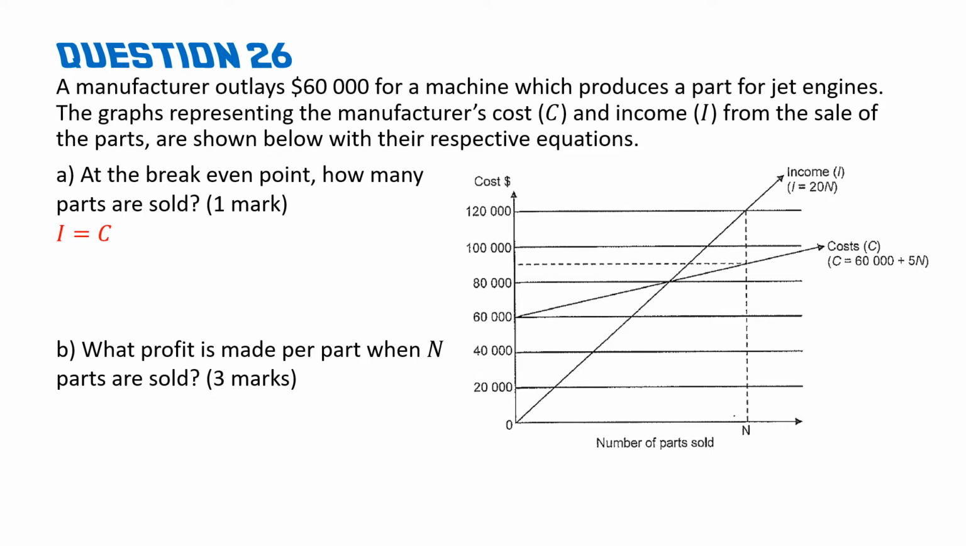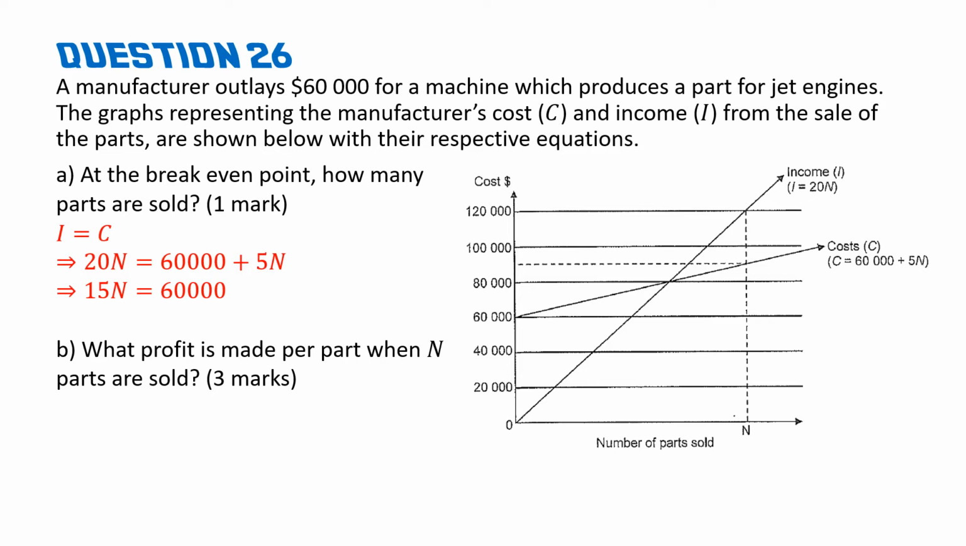So we know that I is 20N, that's given to us. And we know that C is 60,000 plus 5N. So I'm just going to say that those two things are equal. 20N equals 60,000 plus 5N. So then what can I do? Well, I've got to take away my 5N, so I've got all my N's on the left-hand side. Take 5N from both sides, we're going to have 15N equals 60,000, because I want to get to 1N.